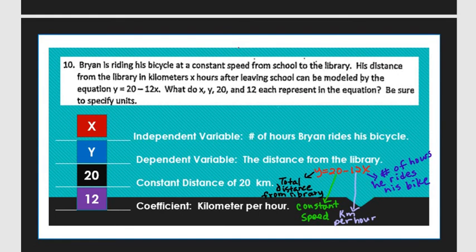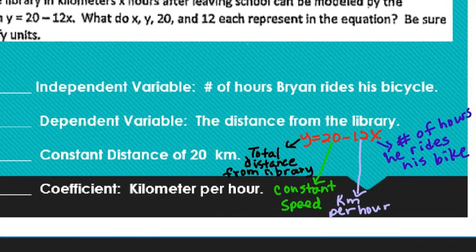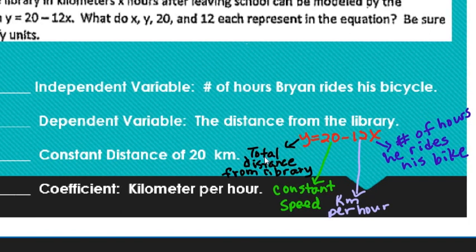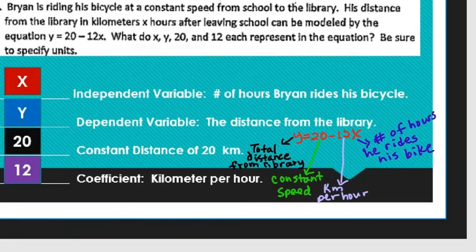Now, I've already gone through here and typed everything in. So the independent variable in this situation is your x. Your dependent, which is your y, is talking about the distance from the library. The 20 is the constant term, which is 20 kilometers, and 12 is the coefficient for the kilometers per hour. Now, when we look at this right here, you see that y is talking about the total distance from the library. So 20 is the constant term, 12 is the kilometers per hour, and then you have your x, which is the number of hours he rides his bike.